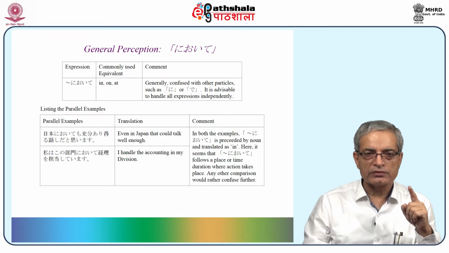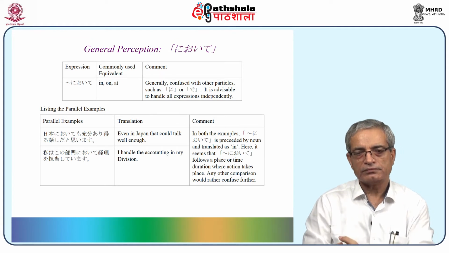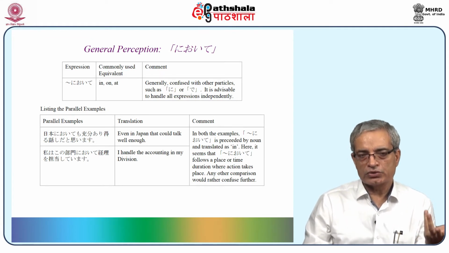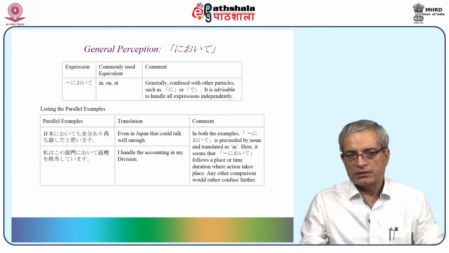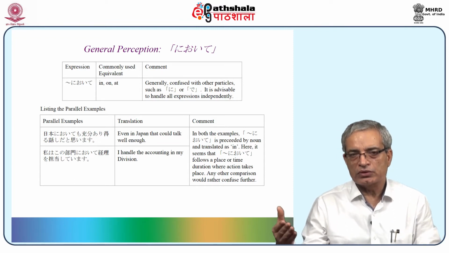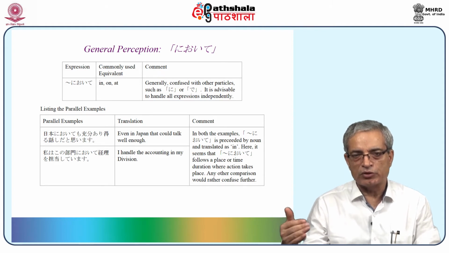Watashi wa keirio tantoshitemasu. Okay, keirio tantoshitemasu. As we have seen in the previous modules, tantoshitemasu is the key here. So I look after, I am in charge of, and depending upon the context it will change. So keirio tantoshitemasu means I handle, I look after the accounting. Kono bumonni, in this division, and watashi wa is the I. And here also it is coming as in. So nioite is preceded by a noun and translated as in, in both the examples.